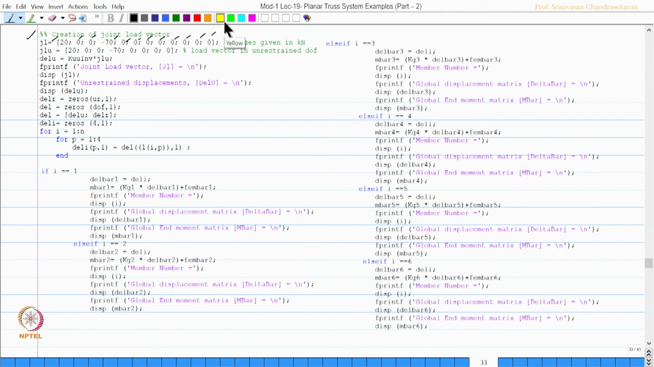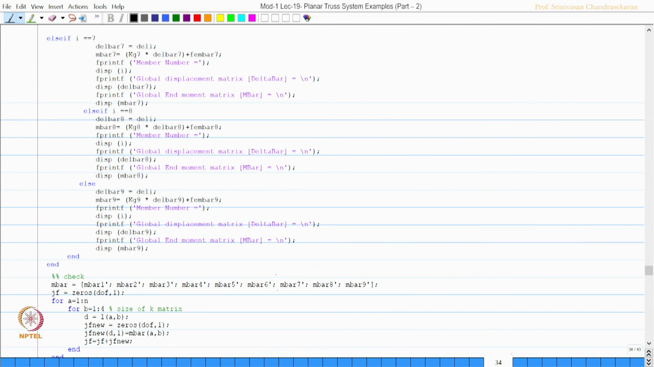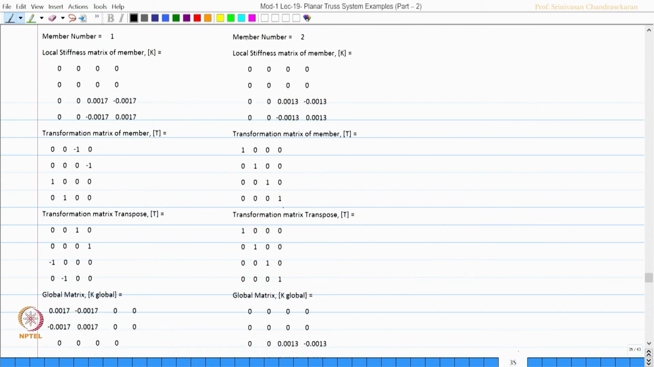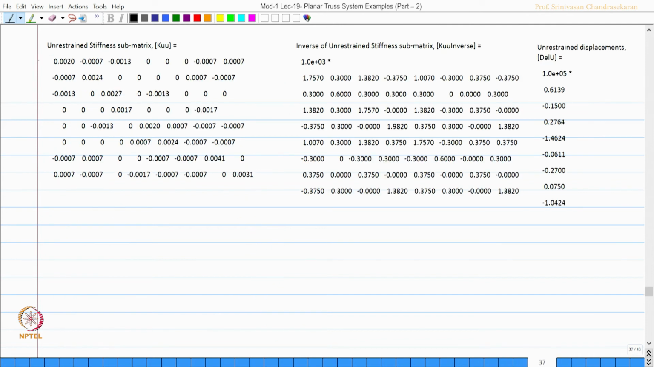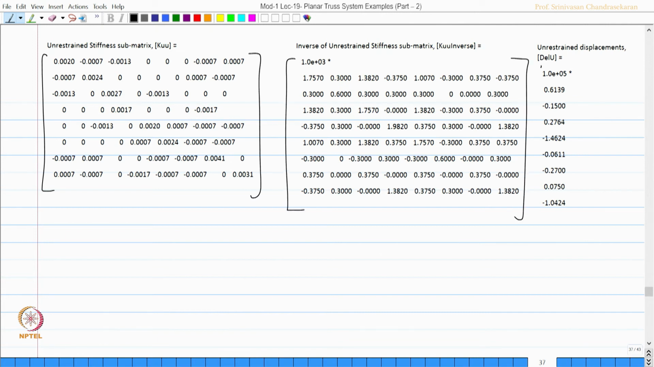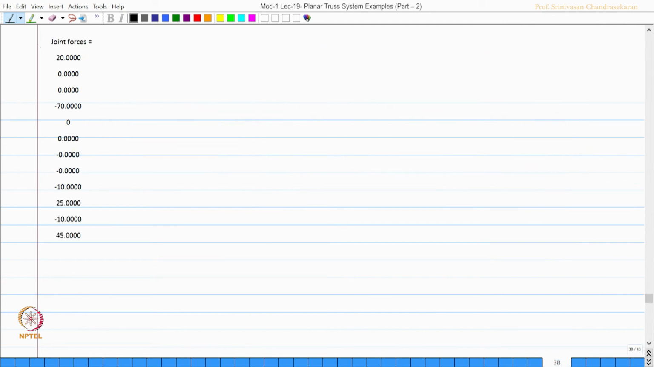So, I created the joint load vector, then I applied the problem, found out the unrestrained displacements, then found member forces in all the members and got the solution for this problem, which I am going to discuss here. The answer is given in this sheet for all the members. Okay. The unrestrained stiffness matrix is available here, the inverse is available here, then the del bar u is available here, okay, whereas the E multiplier is common. Joint forces are then plotted for this problem, which I am going to mark here. The end joint forces are marked here.